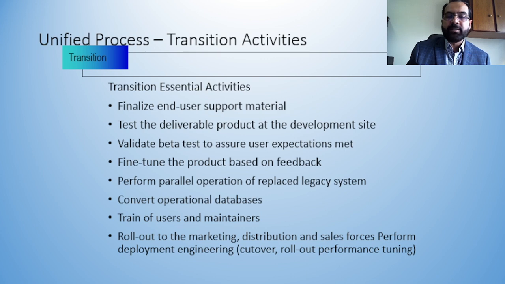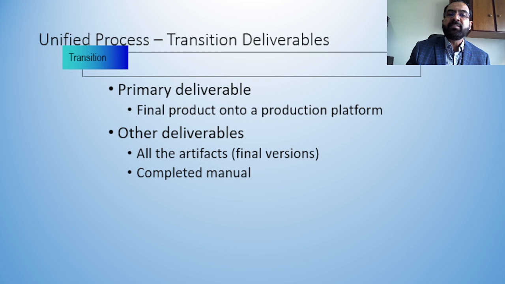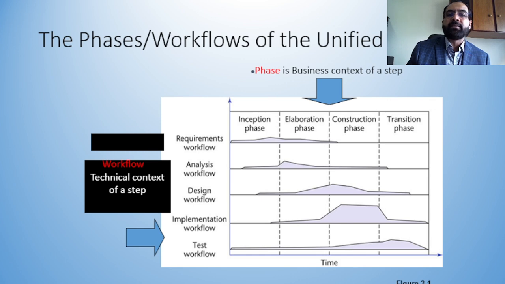Convert operational databases. There is a need for conversion. You have data available, so how can you transform that data into the new system, and so on. Training of users, of course, is very important all the time. Short-term training and long-term training are also a part of it. Transition deliverables: the final product on a production platform, and other deliverables as well, which include the manuals and other things.